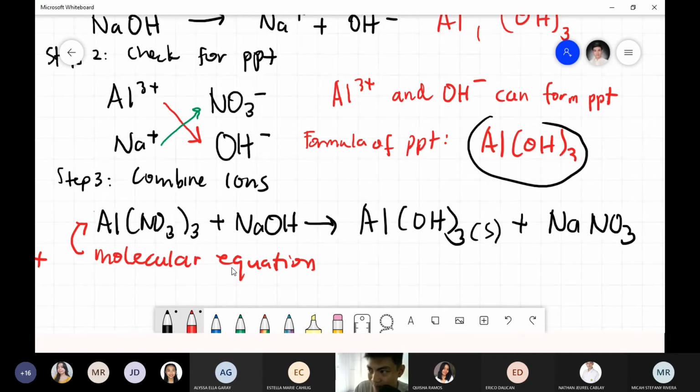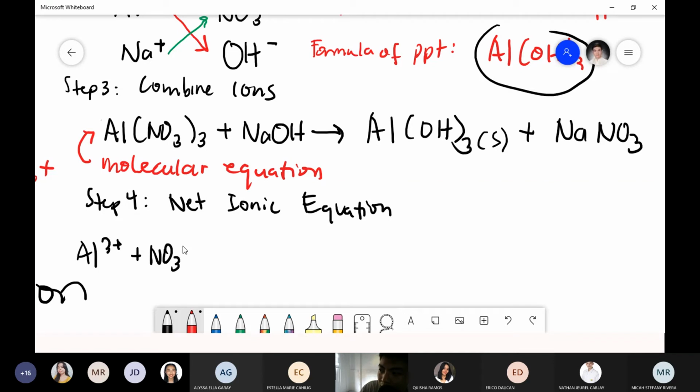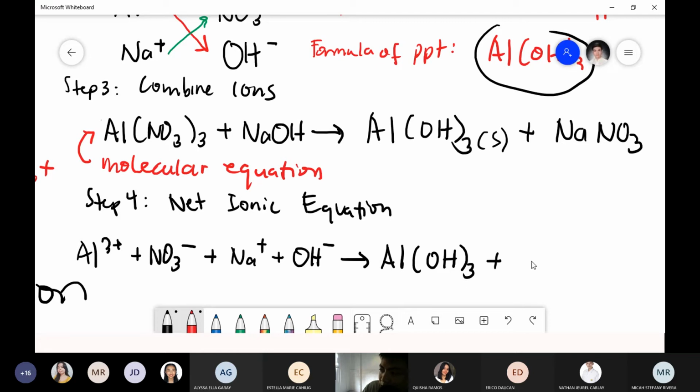Last step. Step 4. Net ionic equation. Now, what are we going to do here? Split everything again. Paghiwa-hiwalayin mo uli lahat except for the precipitate. Okay? So, paghiwa-hiwalayin mo ito, ayun, but not this. Okay? Ito, paghiwalayin mo yan, ito, pati ayun, but not this. Okay? So, what are the ions that we can get out of this? The Al3 plus, NO3 minus. Ano ions natin dito? Na plus, OH minus. Precipitate yan. Hindi mo siya papakalaman. You just copy everything. And then this one, you split them.